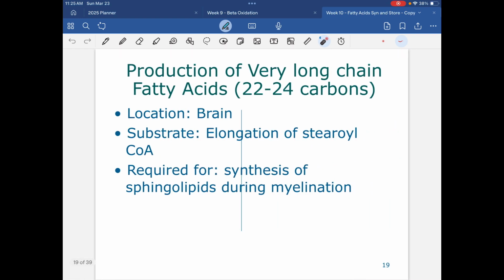And if I need very long chain, I'm going to take what we made in the smooth endoplasmic reticulum, and inside the brain is where I'm going to be producing them. I'm going to just elongate that stearoyl-CoA even more. And this is important for myelination. So a couple different locations we can be in. We're always starting in the cytoplasm. The length of the fatty acid is going to determine where we go from there.